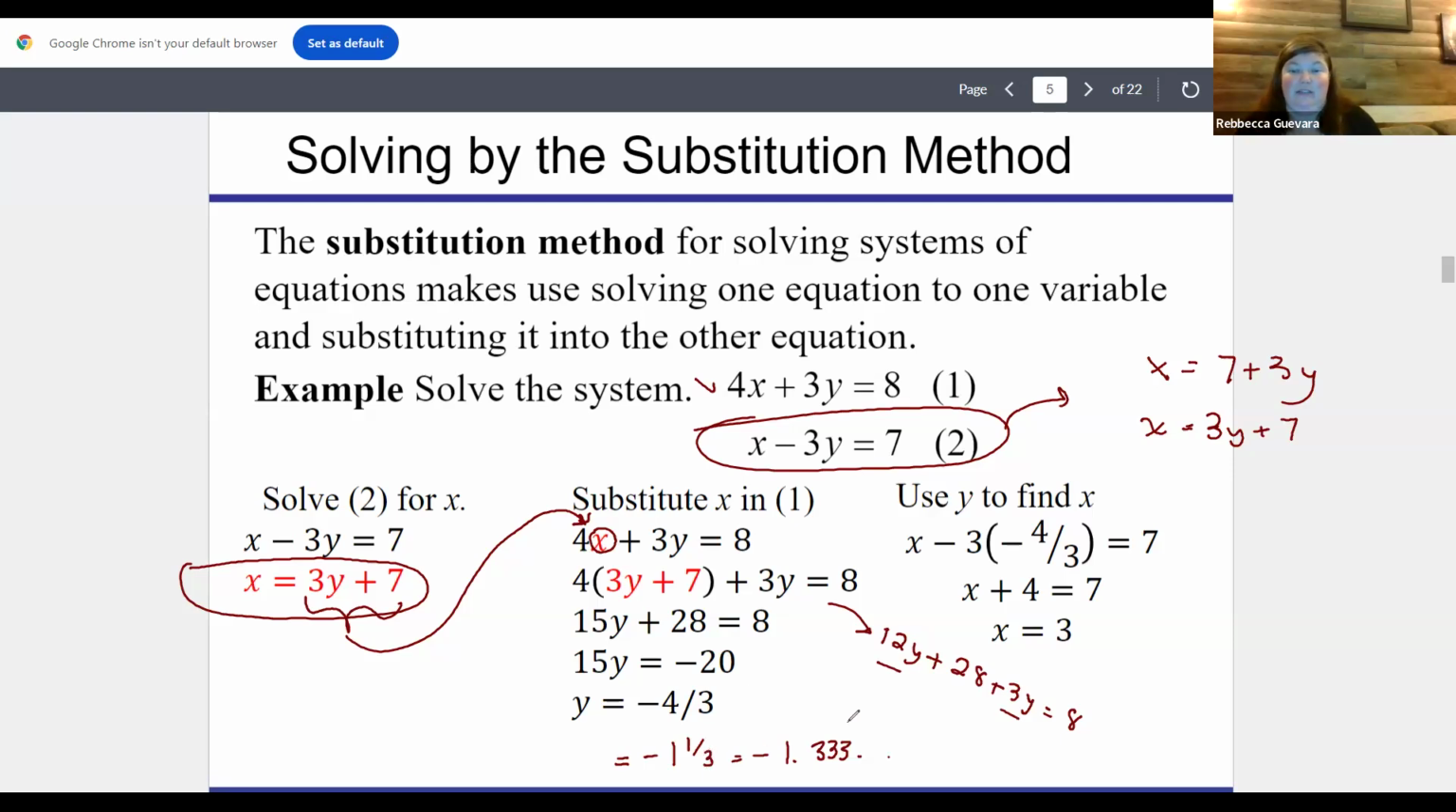Now that we know what y is, we go back to this equation and substitute that y in. So I have x minus 3 times negative 4/3 equals 7. If I simplify that, we end up with x equal to 3. So once again, my solution is the ordered pair where x is 3 and y is negative 1 1/3, or negative 4/3, or negative 1.3 repeating.